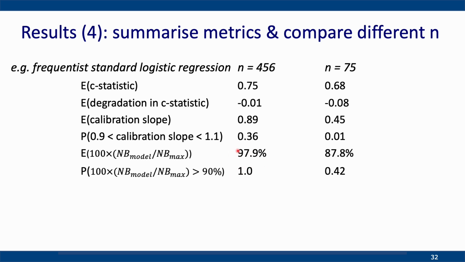You've got a very high probability of doing well, but I showed you before, there's still instability at the individual level, so some query about that. But certainly you wouldn't want to be developing models with a sample size of 75, where your expected calibration slope is 0.45, the degradation in the C statistic is 0.08, and the probability of obtaining at least 90% of the maximum net benefit is only 42%.